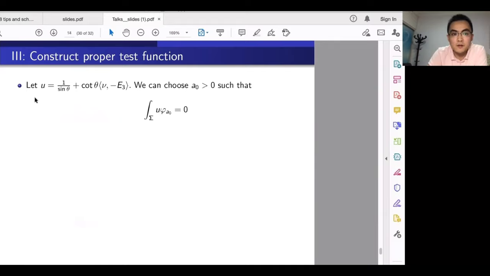Then we consider the following function u that involves the angle theta, the normal vector nu of the surface, and E3. E3 is just the unit vector (0, 0, 1), because we can assume that the half space is the upper half space of R3. Then we can prove that there actually exists A naught bigger than zero, such that the following equation holds: u times phi A naught has zero integral.